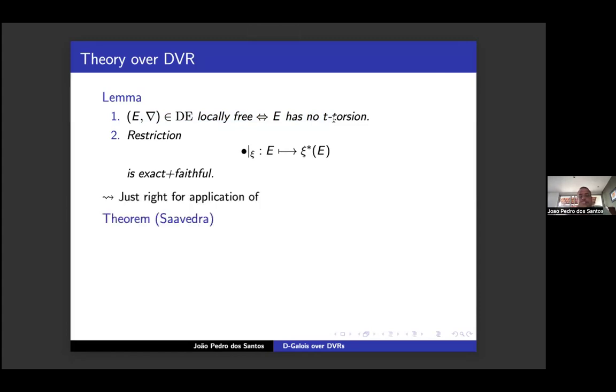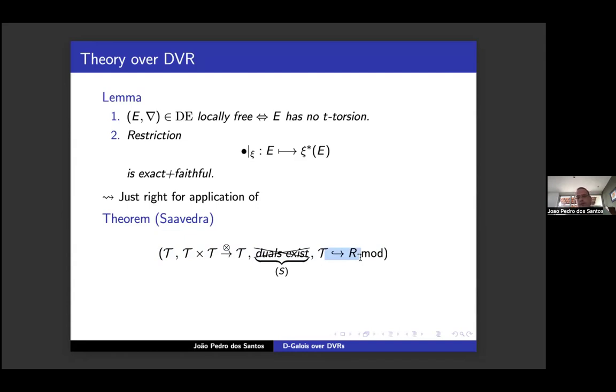And this is just right for the application of the theorem, which is again due to Saavedra, but it's very hard to read off what he's doing in that big monograph. So let me try to explain to you what the theorem says. Again, I have a category, some R-linear category, which is also a category of R-modules. And I have my tensor product, which is associative and everything.